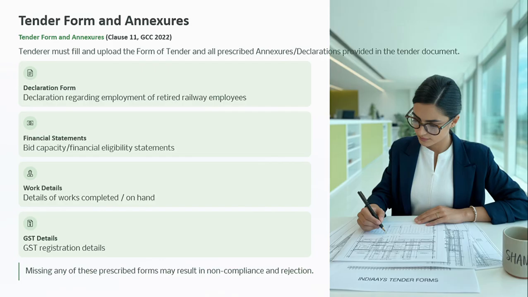Financial statement, bid capacity, financial eligibility statements, work details, details of work completed and on hand, GST registration details. Missing any of these prescribed forms may result in non-compliance and rejection.